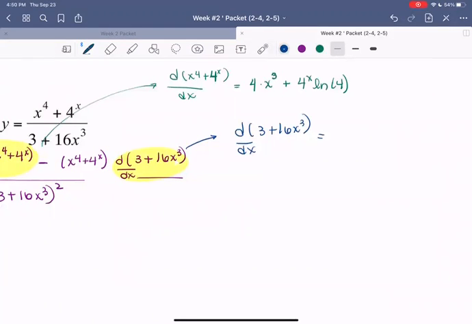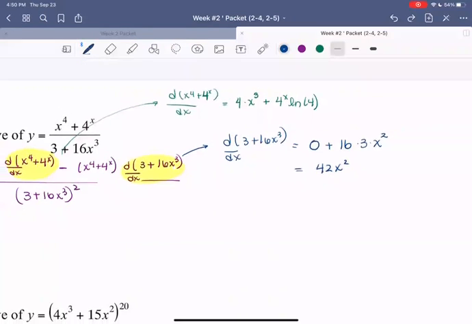The derivative of the constant 3 is just 0, plus the derivative of 16 times x cubed. We have 16, that constant, times the derivative of x cubed, so that 3 comes down, times x to the 3 minus 1, which is 2. So we get 16 times 3, which we could compute, which is just 48x squared. And note, I did pause the recording to compute 16 times 3. I'm not that quick.